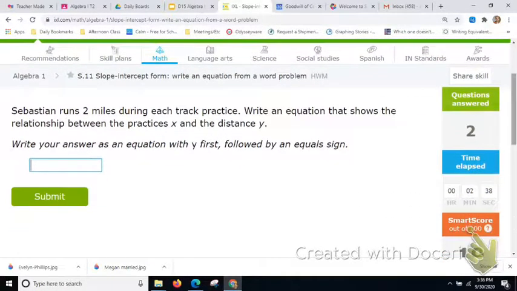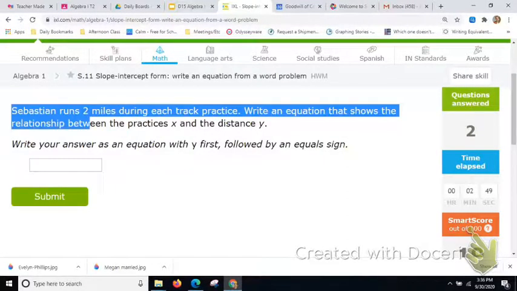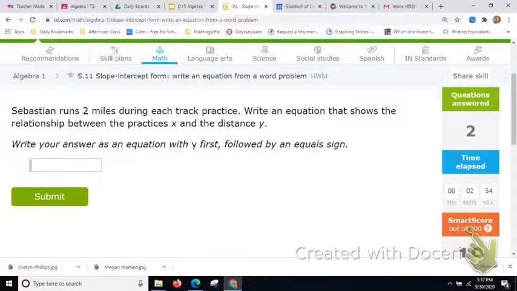Sebastian runs 2 miles during each track practice. So the number of practices is x. So this is 2 miles each. All right, so again, the 2x, 2 is going to go with the x. So y is equal to 2x.